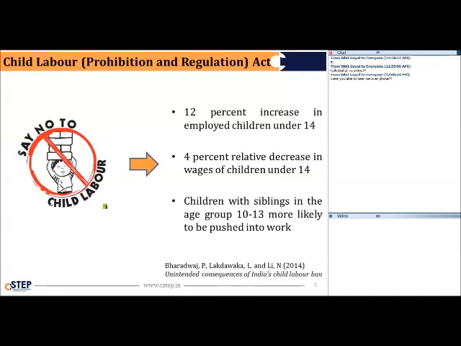Instead, what seemed to have happened is in the immediate year following this ban, there was a 12% increase in employed children under the age of 14, a 4% relative decrease in their wages, and also children with siblings in the age groups of 10 to 13 were more likely to be pushed into work and out of school by about 5 to 6%. So it seems to have harmed children more than benefited them, at least in the short run.